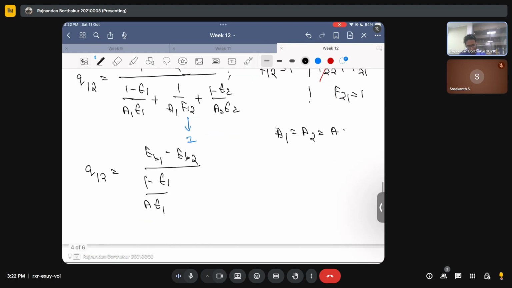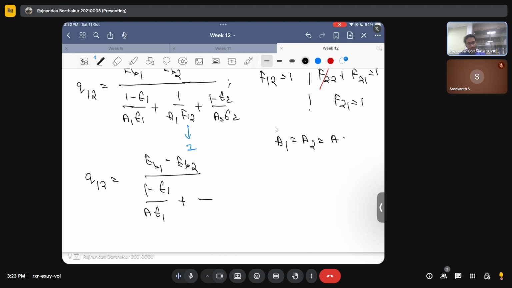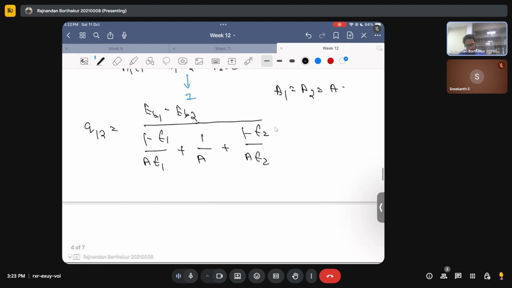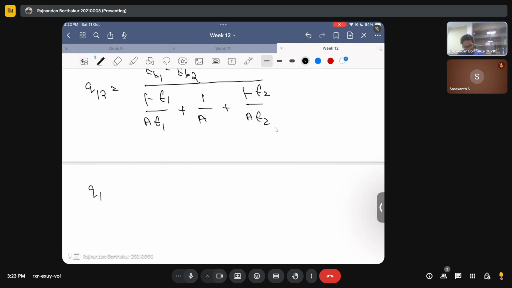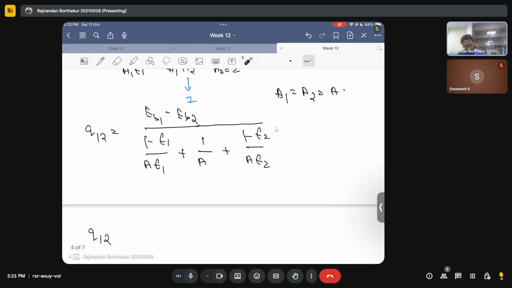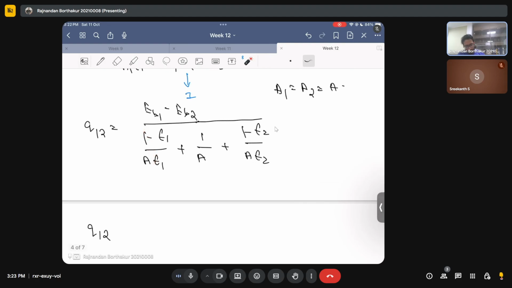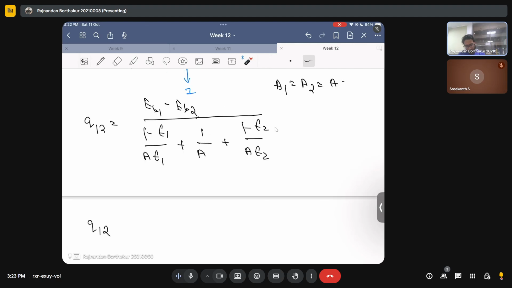Okay, so this is going to be A, and then we know that 1 by F12 is just going to be 1, so this becomes 1 by A plus 1 minus epsilon 2 by A times epsilon 2. Okay, and we need to do some simplification. So this 1 by A is common everywhere. 1 upon A is basically in the denominator of all the resistances, which means I can take this 1 by A common, meaning that I can bring this over here.